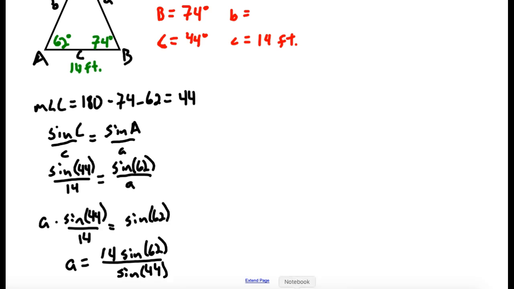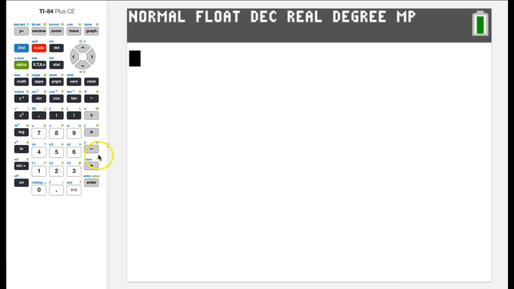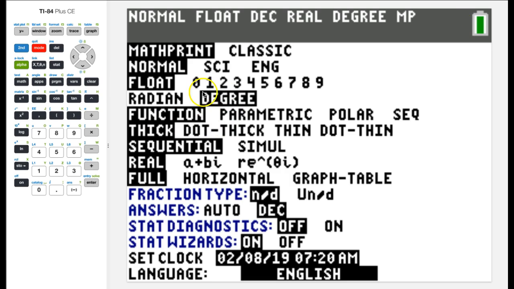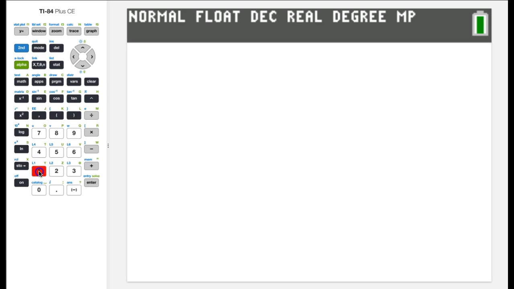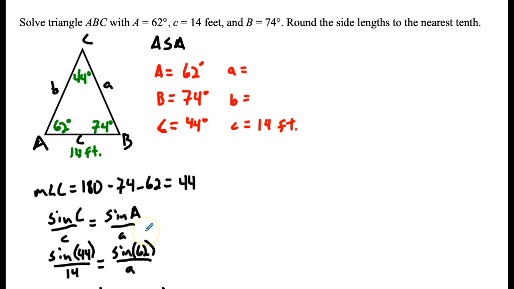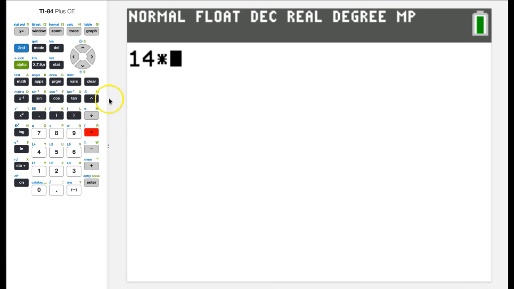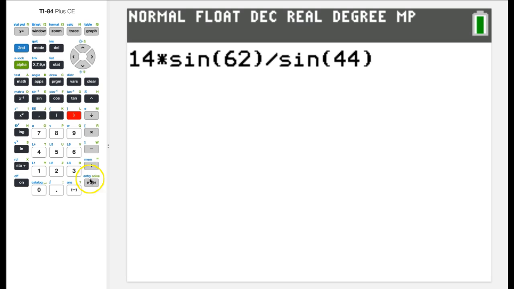So let's go to our calculator, and we need to make sure we're in degree mode. Right? So go to mode, make sure we're in degree mode. Then we're doing 14 times, what was it? Sine of 62 over sine of 44. So 14 times sine of 62 divided by sine of 44.